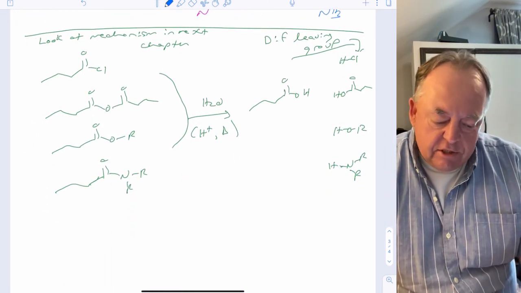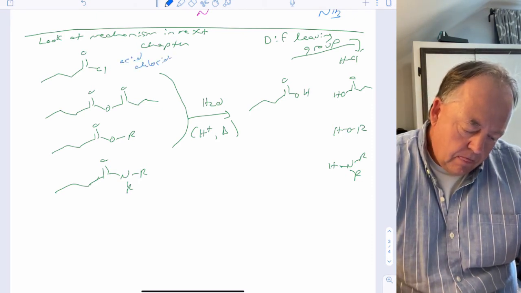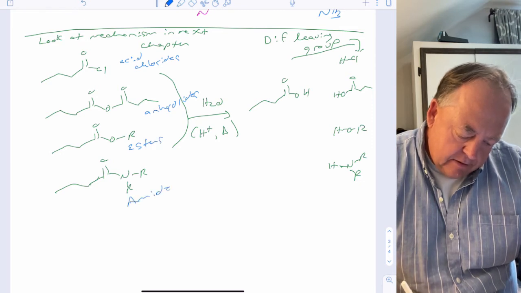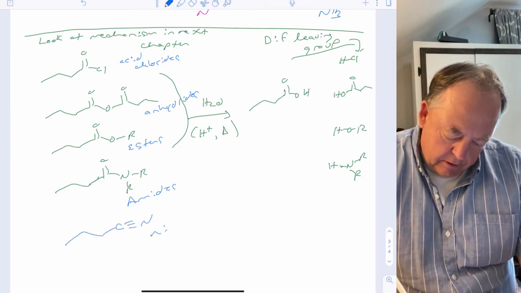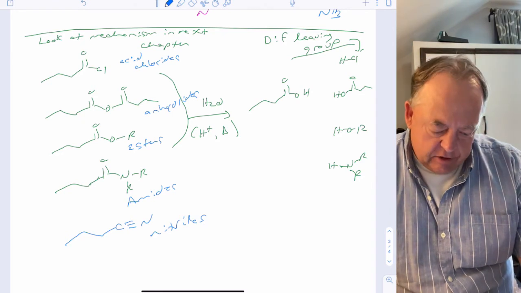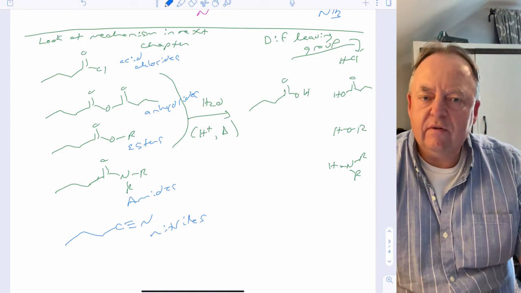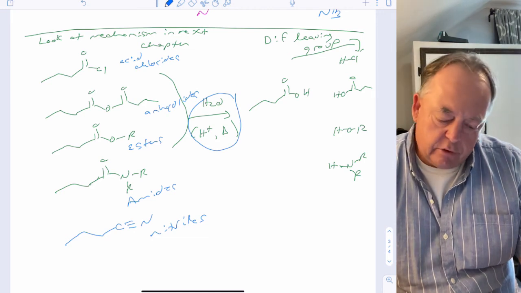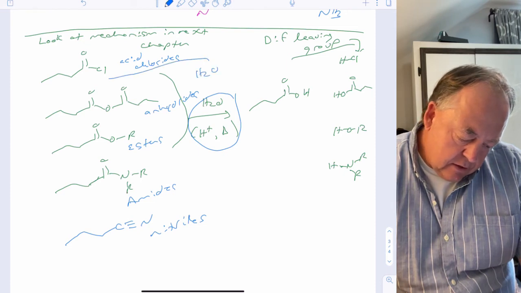Okay, so there's several other ways to make carboxylic acids. You can make them from acid chlorides. You can make them from anhydrides. You can make them from esters. You can make them from amides, all through acid hydrolysis, and we just looked at nitriles. So they're all similar mechanisms, and all these 5, acid chlorides, anhydrides, esters, amides, and nitriles, are called derivatives of carboxylic acids. That means if you react them with water, you get a carboxylic acid out, and that's what the next chapter covers.